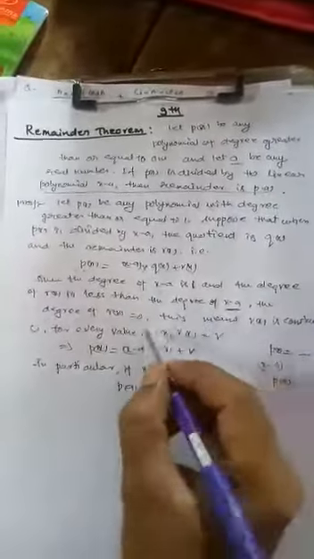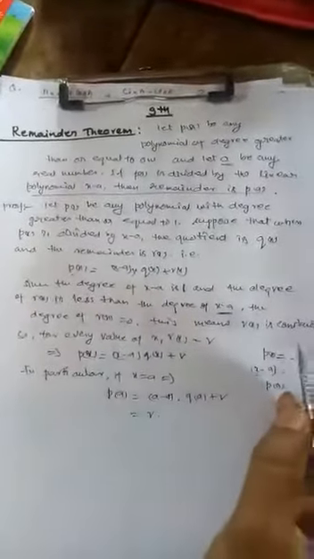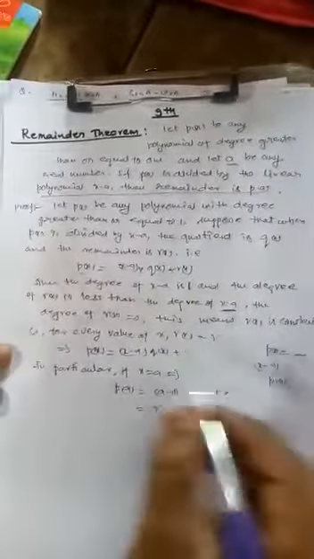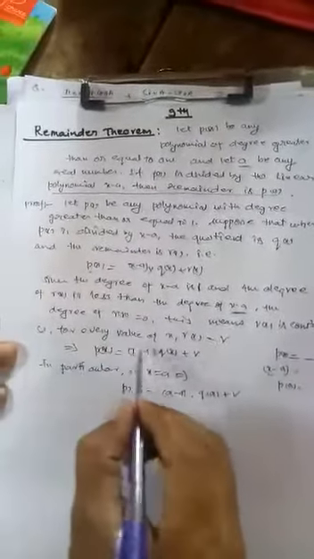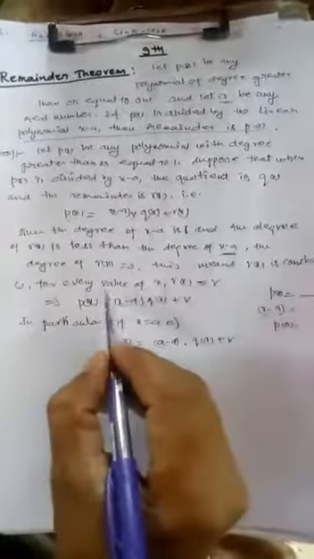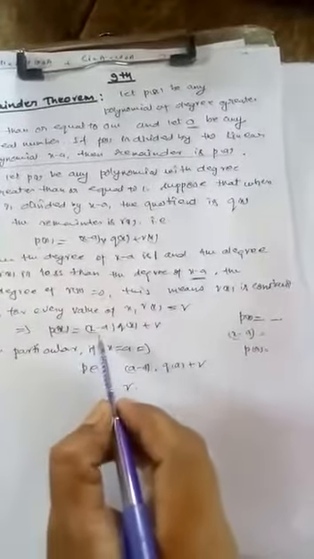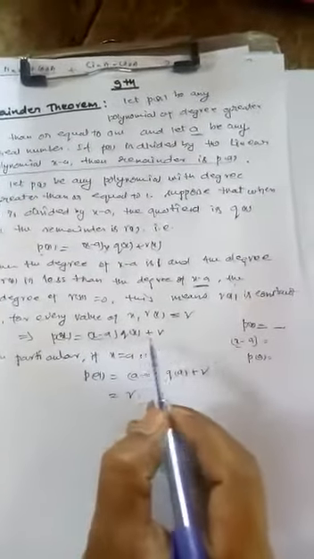This means r(x) is a constant. We know that if the degree of any polynomial is 0, then it is a constant polynomial, a constant value. So r(x) is a constant. For every value of x, we have r(x) equal to r. Whatever remainder we have is only a constant. So p(x) equals (x minus a) into q(x) plus r. In place of r(x), we have only r.